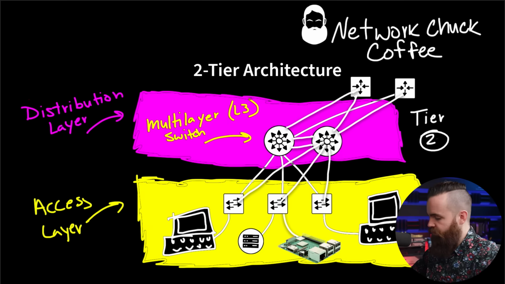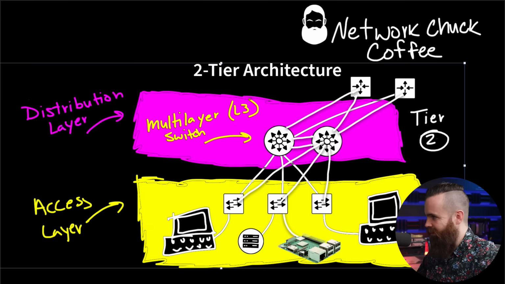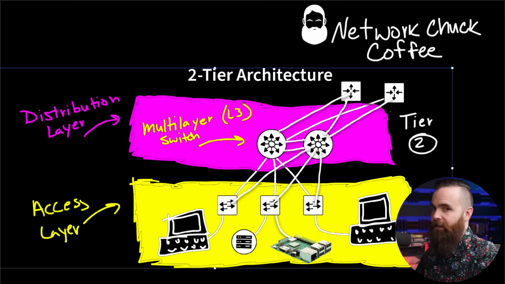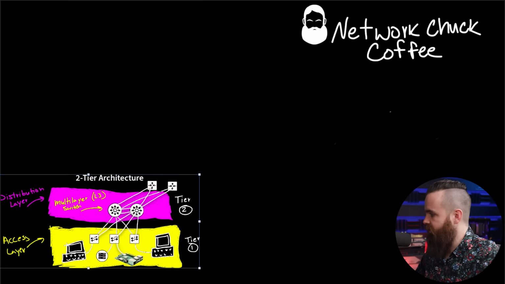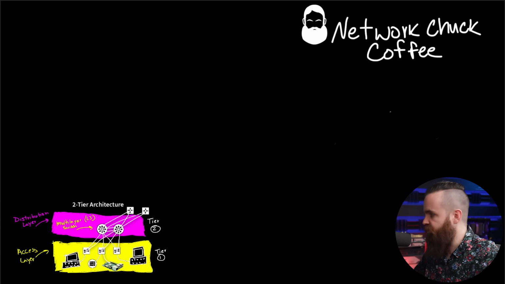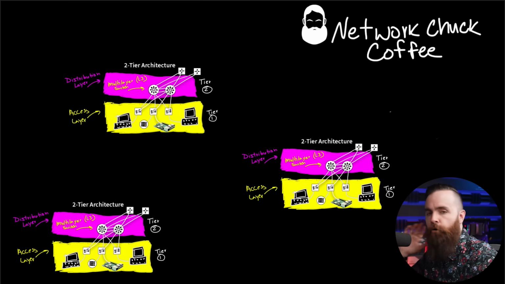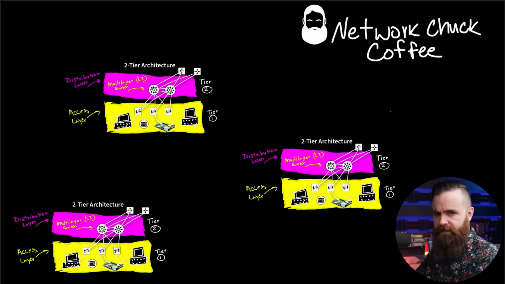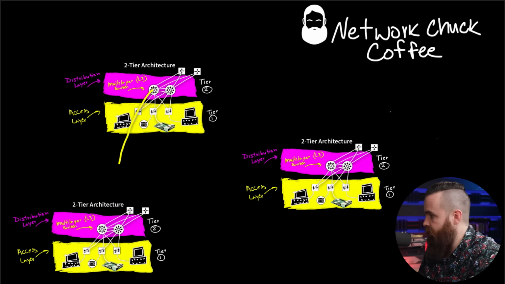Now, this two-tier architecture isn't the only kid on the block. Now, let me show you where a three-tier architecture might come into play. Let's say NetworkChuck Coffee really just starts booming, like, oh my gosh. And we have to add more buildings just to hold all our people. We have so many people now. Now we have three buildings. Things are booming. It's amazing. But we need to connect our buildings together so we can all, you know, have a network. That's what we're doing here, right? All right, let's connect them. So I'll connect my multi-layer switch to my multi-layer switch down here, my distribution layer. Same thing.